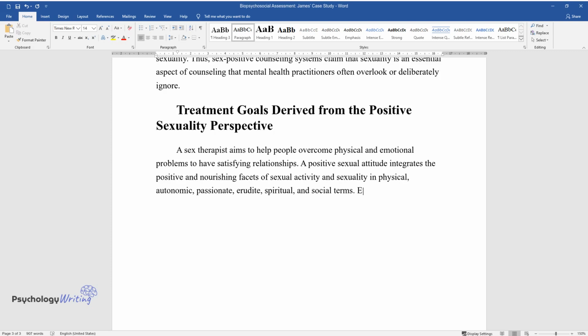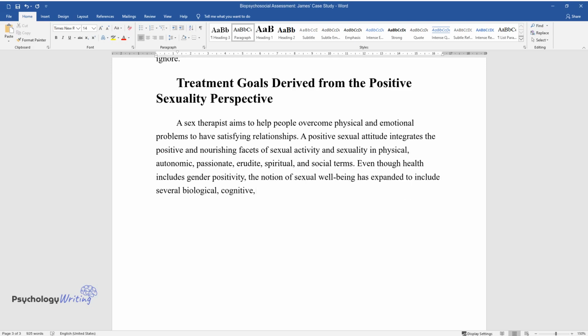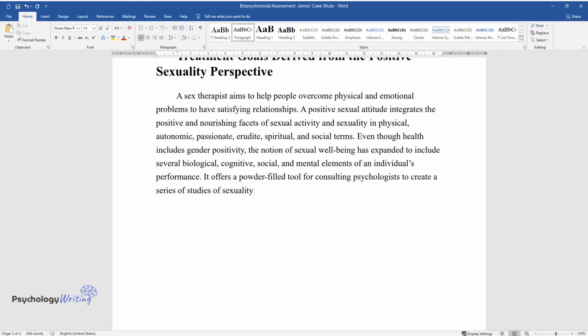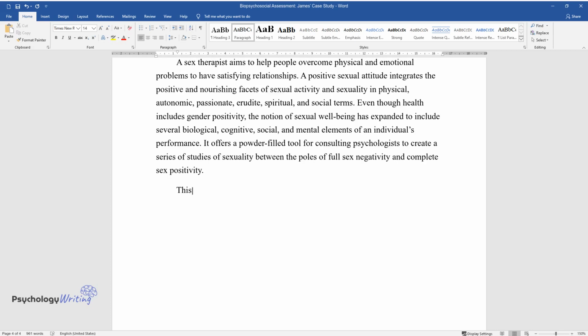Even though health includes gender positivity, the notion of sexual well-being has expanded to include several biological, cognitive, social, and mental elements of an individual's performance. It offers a powerful tool for consulting psychologists to create a series of studies of sexuality between the poles of full sex negativity and complete sex positivity. This sexuality perspective aims to develop a positive attitude about sex.